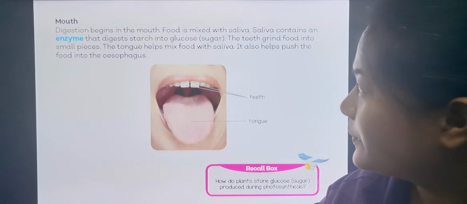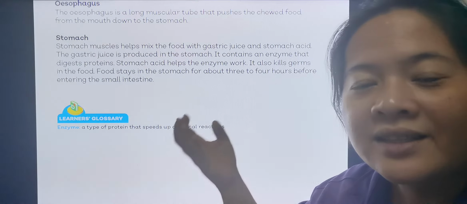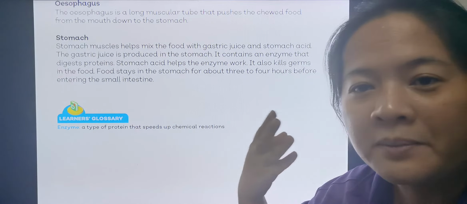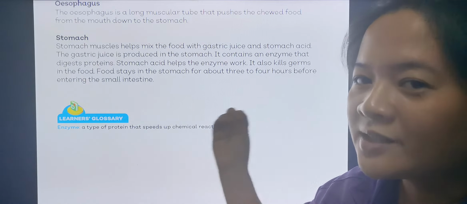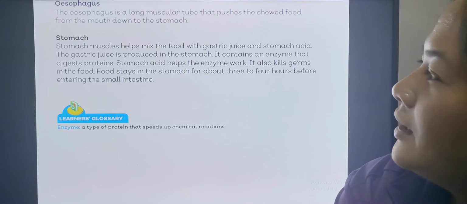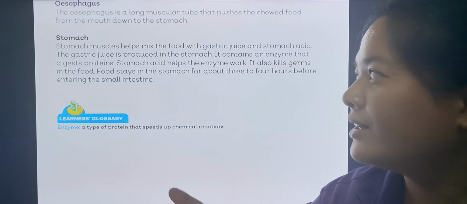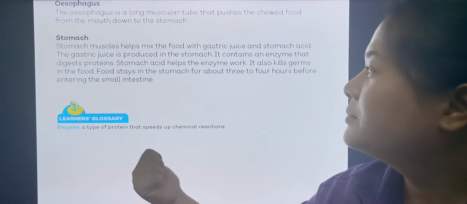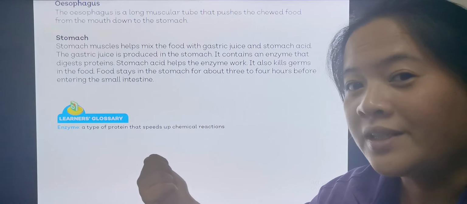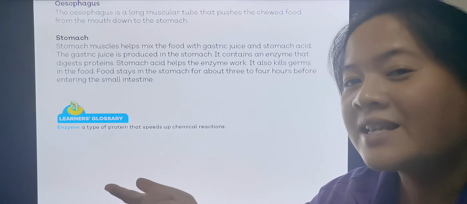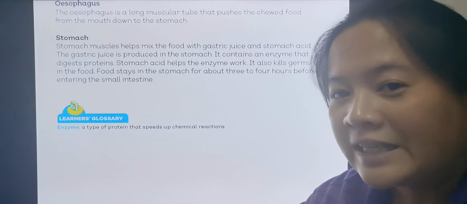And then the esophagus, we said that it is the passage of the food from the mouth to the stomach. And then the stomach. The stomach has gastric juice and stomach acids. The gastric juice contains enzymes that digest proteins. And the stomach acids help to kill the bacteria in the food that we eat.